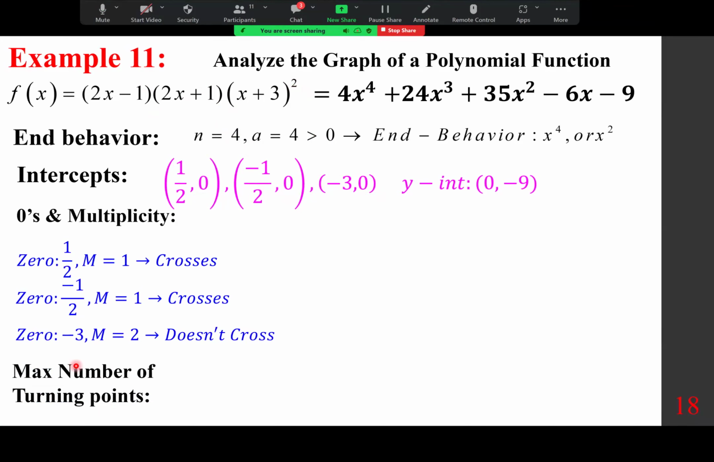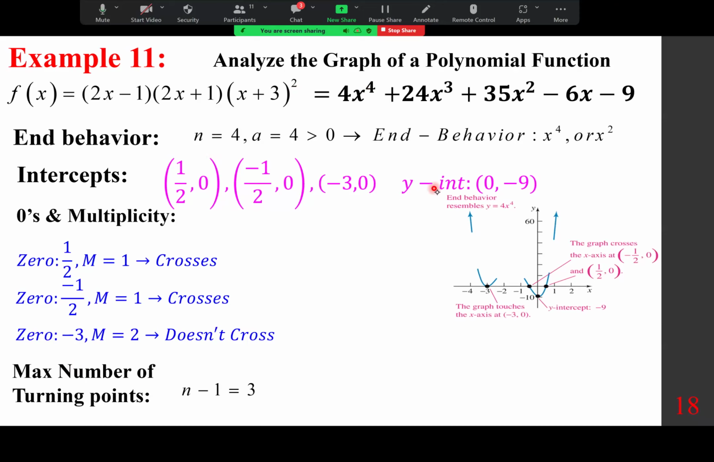How about the maximum number of turning points? Well, n is 4. 4 minus 1, n minus 1. So maximum could be 3 turning points. So if we put all of this together, okay, so this is the end behavior. Those are the intercepts, everybody. And notice it crosses here, but at negative 3, 0 it doesn't cross. And here's your y-intercept. All you have to do is just graph those 4 points.